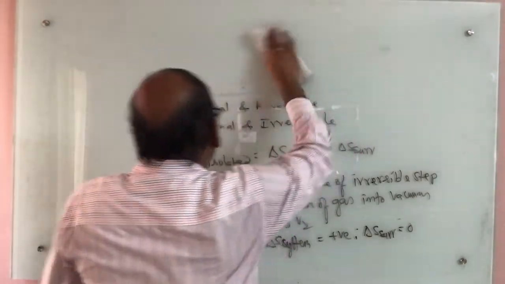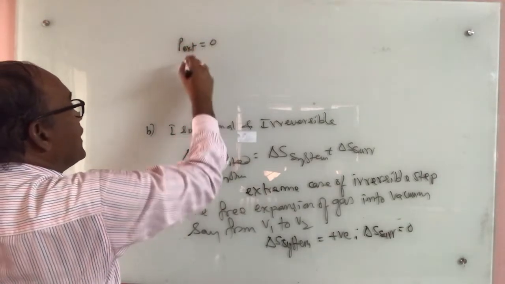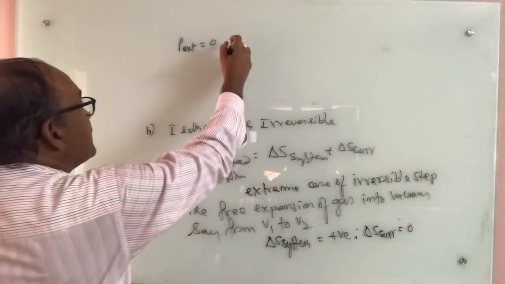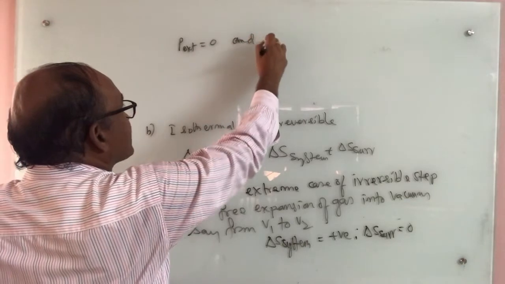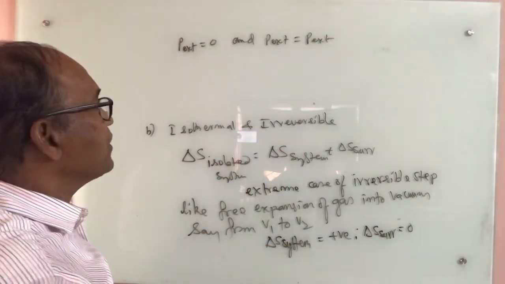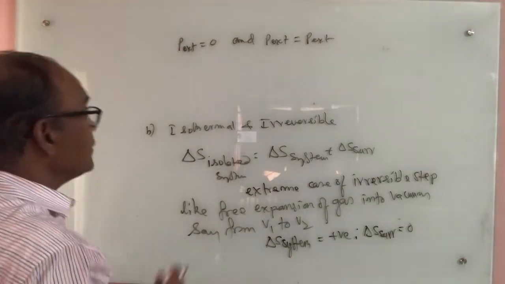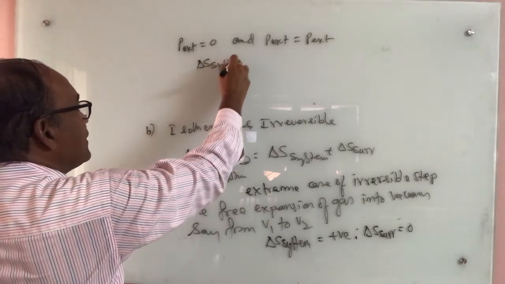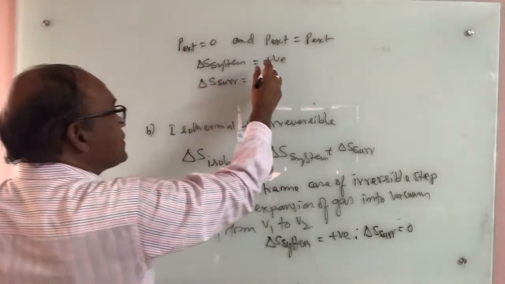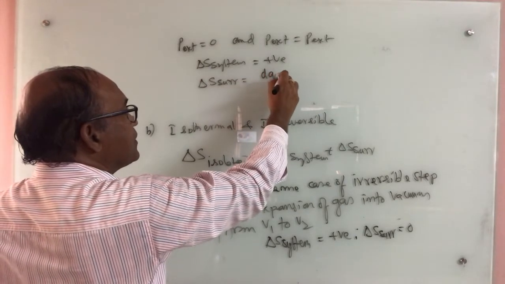Now, one important thing we have to see: in the isothermal irreversible step, this may be P external anywhere between 0 and some value. If external pressure is 0, it is freely expanding into vacuum. P external may be 1 atmosphere, whatever it is, in between. Naturally, delta S system, again from V1 to V2, is positive, and delta S surroundings is Q irreversible by T.